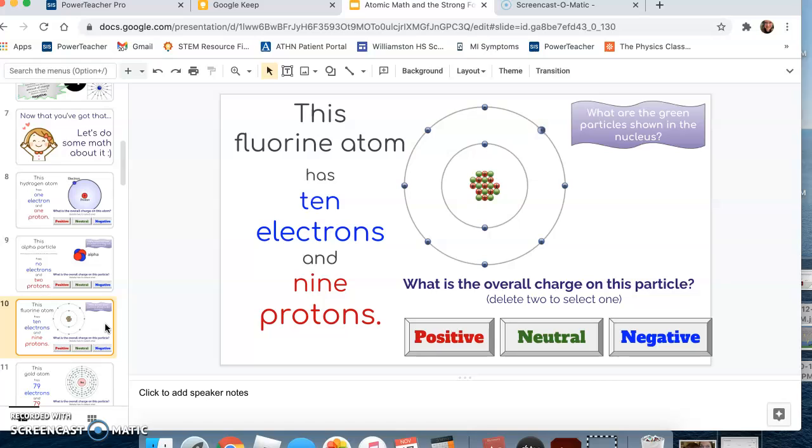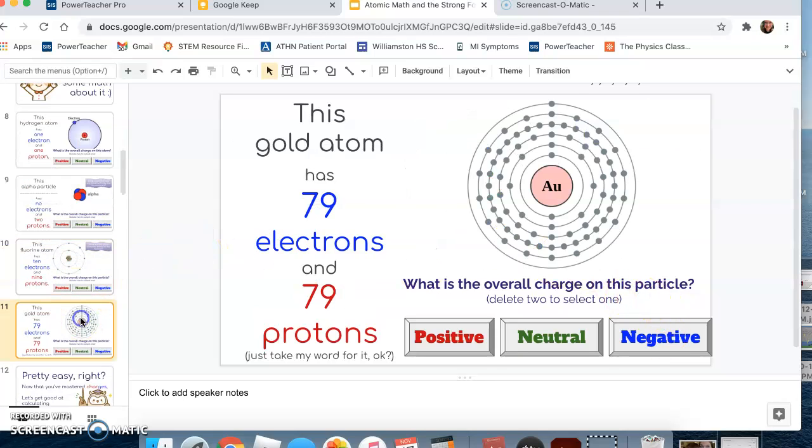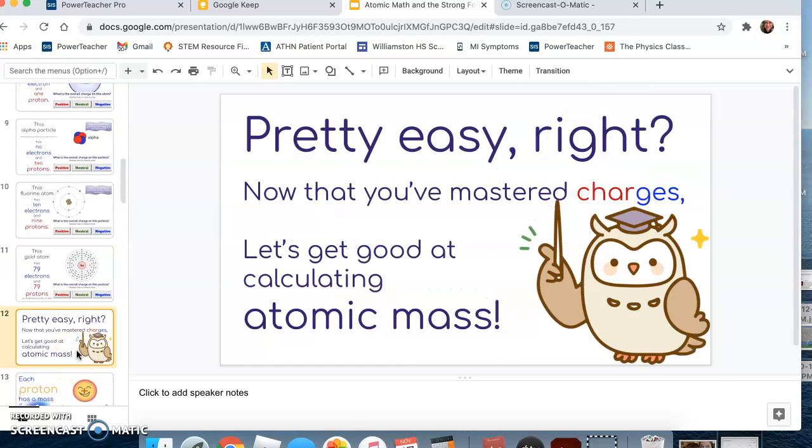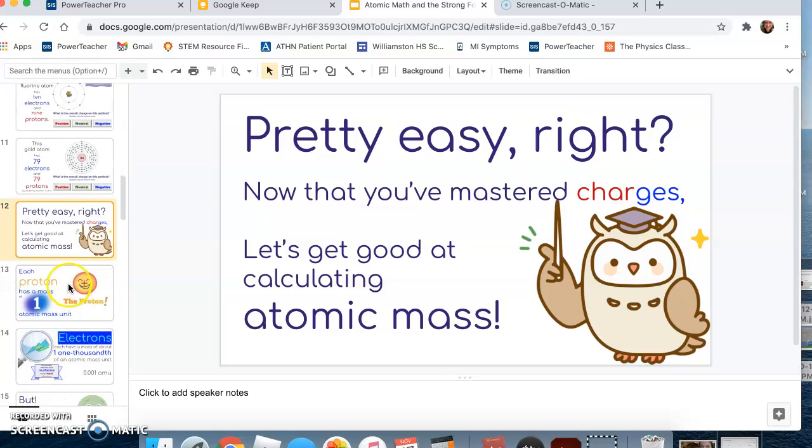And I want to tell you about the strategy I use to quickly tell what the charge is going to be. I think about it like if I was to line up each one of the electrons and each one of the protons, which one would hang off? So if I have 10 electrons and 9 protons, electrons have a negative charge, so that's going to give me an overall charge of -1, right? All right, so this gold atom has 79 electrons and 79 protons. So regardless of how many protons and how many electrons it has, if they're balanced, it's got a neutral charge. So that's pretty easy. Now that you've mastered charges, let's get good at calculating atomic mass.